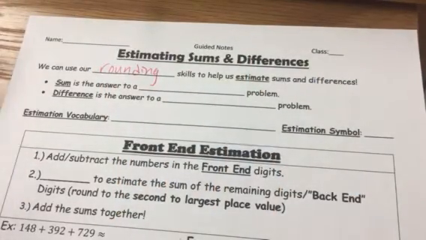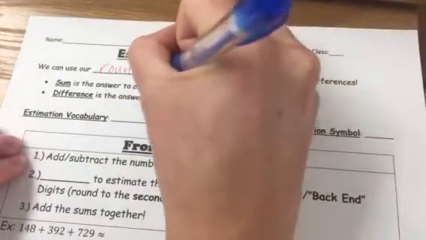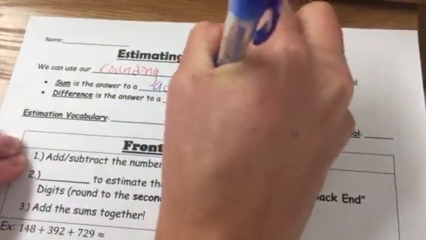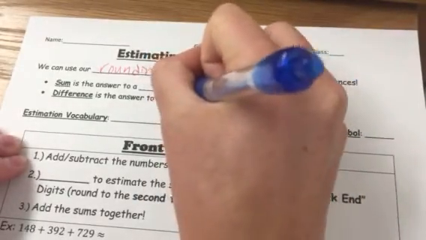We've been working on rounding the past couple of days. We're going to apply this skill that we've already mastered to a new situation. So we're going to find sums and differences. Well, what are sums and differences? A sum is the answer to an addition problem. A difference is the answer to a subtraction problem.